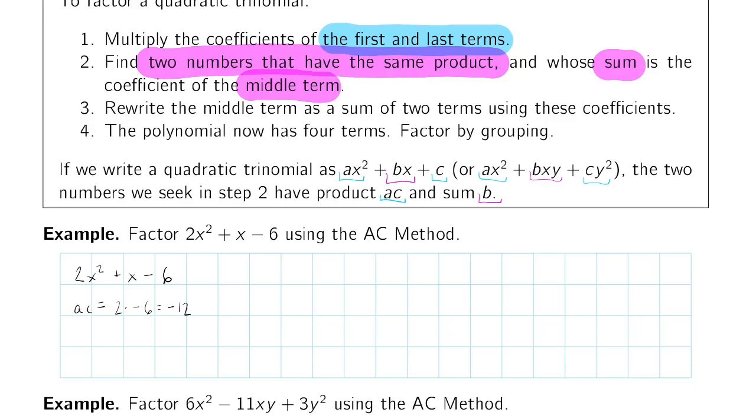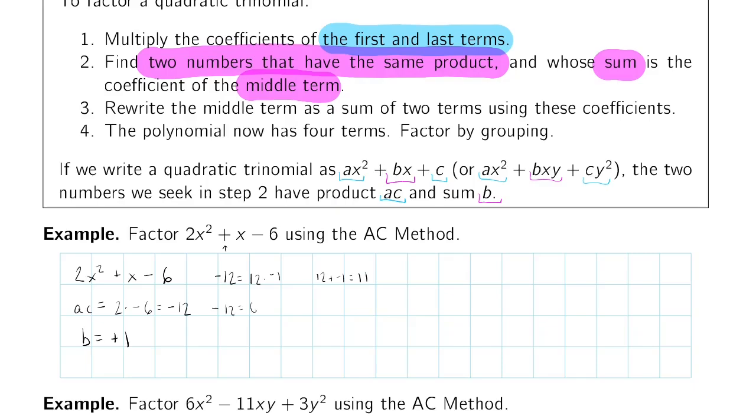I want to find two numbers that multiply to negative 12 and add up to positive 1, because my middle coefficient is positive 1. Now I want to get a negative product, so I'll have a negative number and a positive number. I want to get a positive sum, so the positive number will be bigger. So I'll say negative 12 is 12 times negative 1. 12 plus negative 1 is 11, not 1.